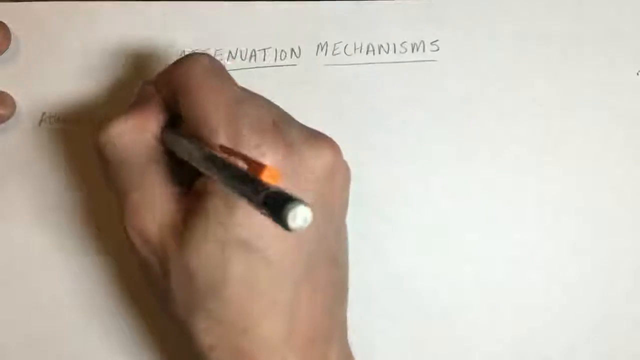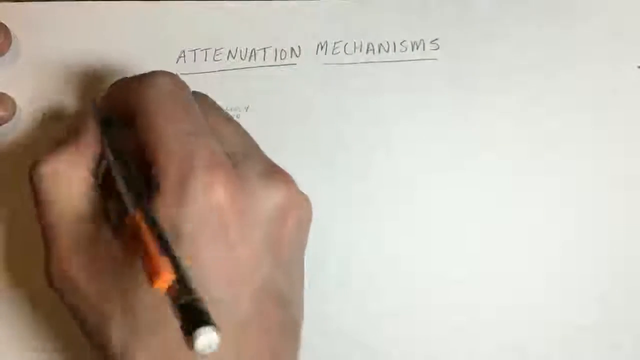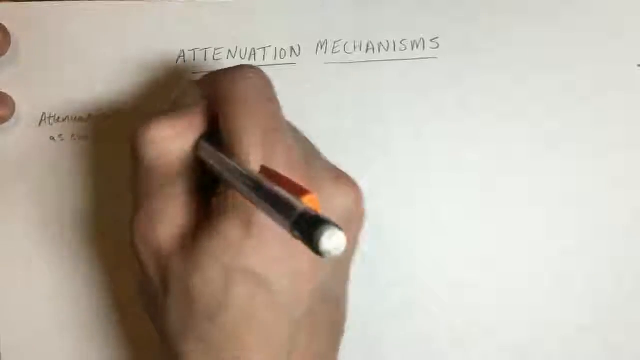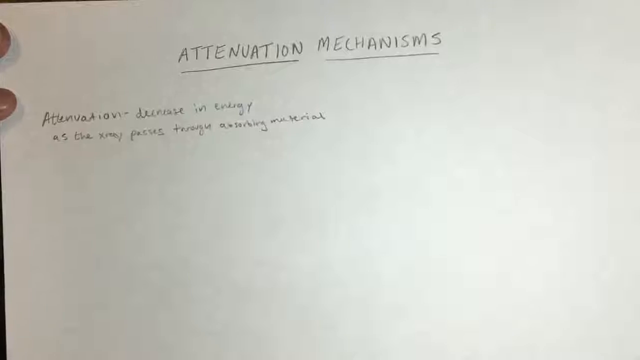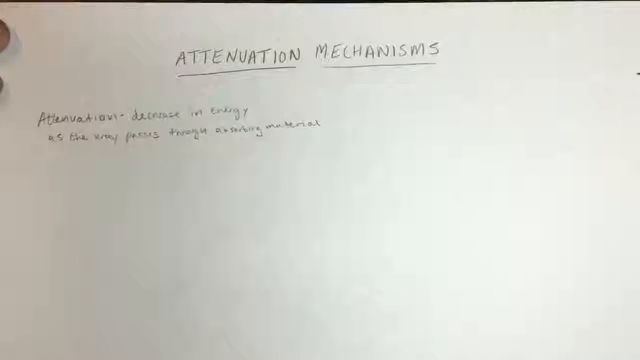So there's also different attenuation mechanisms. And what is attenuation? Well, this is what's happening inside the body after those X-rays are produced. They travel to the body. And basically any kind of attenuation is a decrease in energy as the X-ray or the particle moves through an absorbing material. And you can also think of the energy as intensity as well.